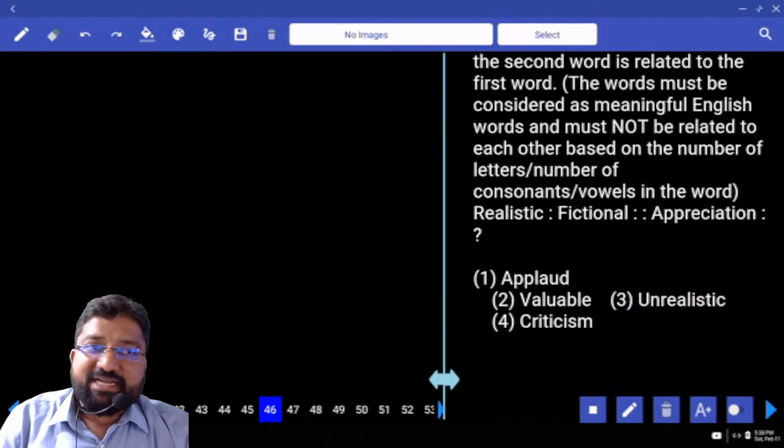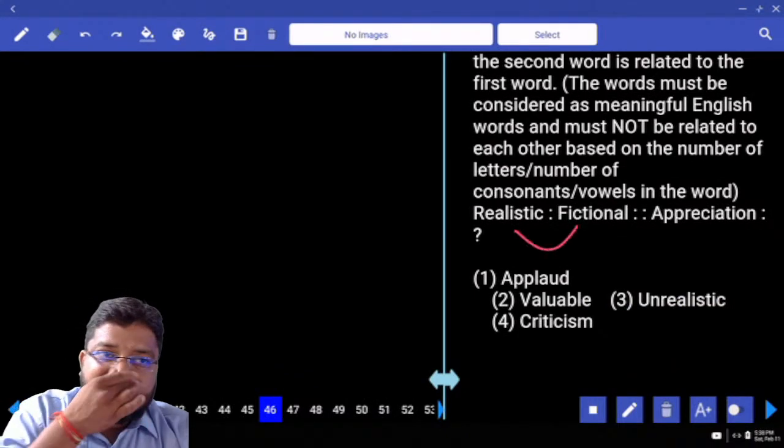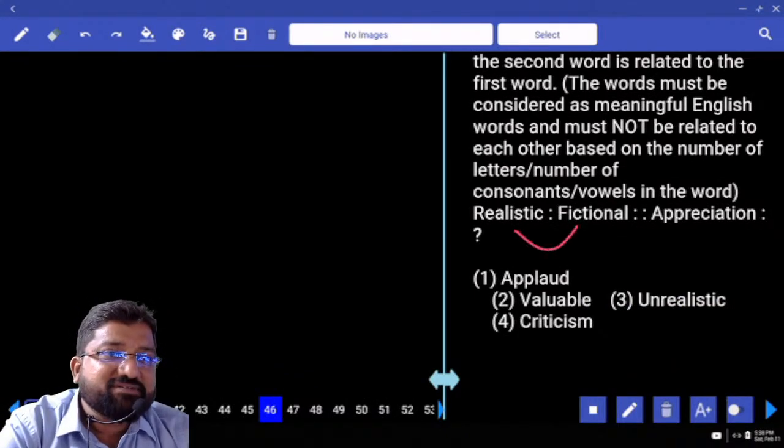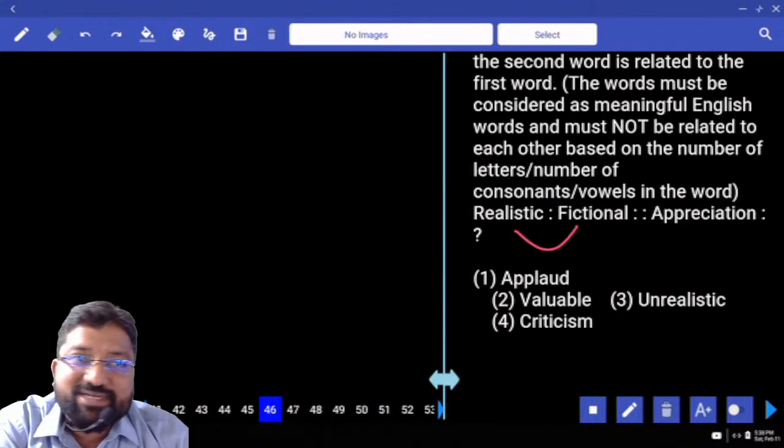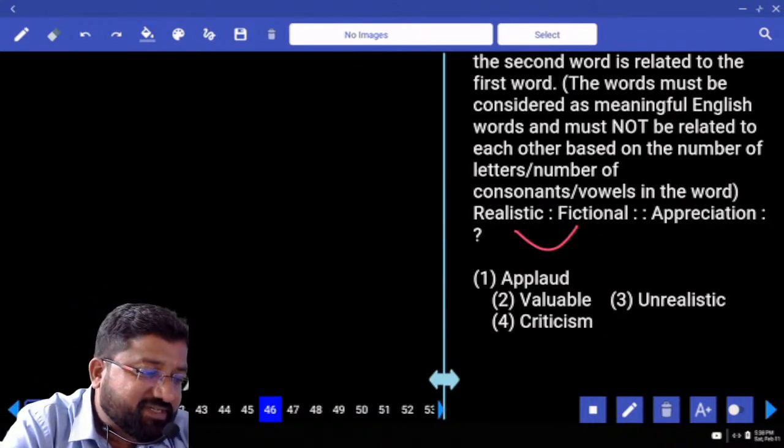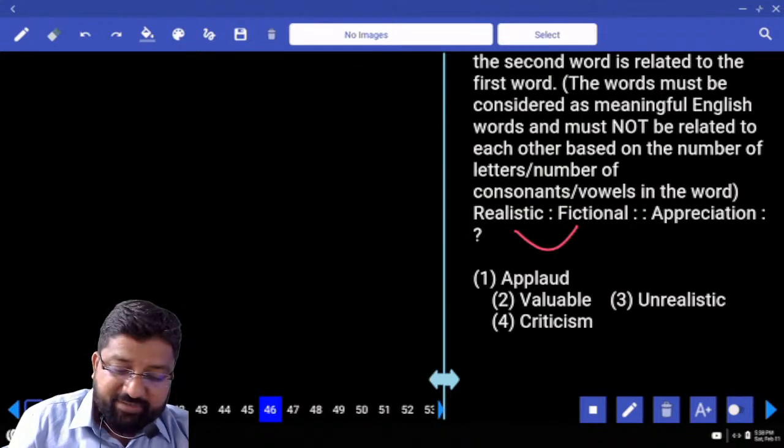Realistic, fictional, antonyms. Realistic ante real, fictional ante something which is not real. So antonyms, synonyms, antonyms. Appreciation, criticism. Appreciation, criticism. Okay.